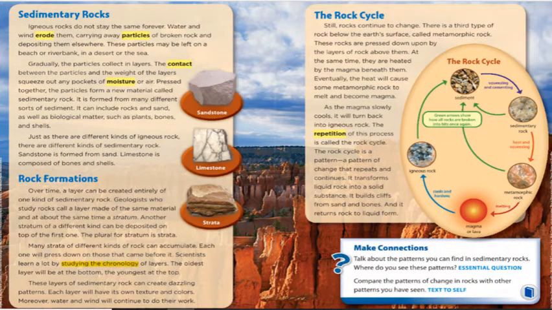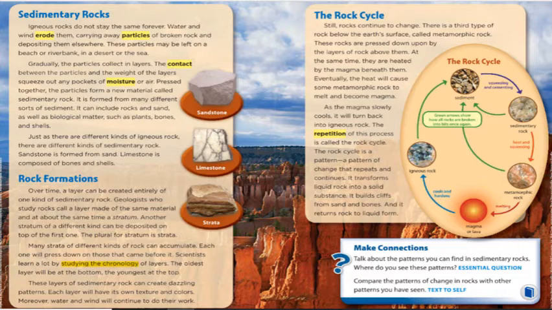Rocks. Igneous rocks do not stay the same forever. Water and wind erode them, carrying away particles of broken rock and depositing them elsewhere. So when water comes down, or water and wind combine together, they erode some of these broken particles and take them to another place. These particles may be left on a beach or riverbank, or in a desert or the sea. Gradually the particles collect in layers. They make levels above each other.